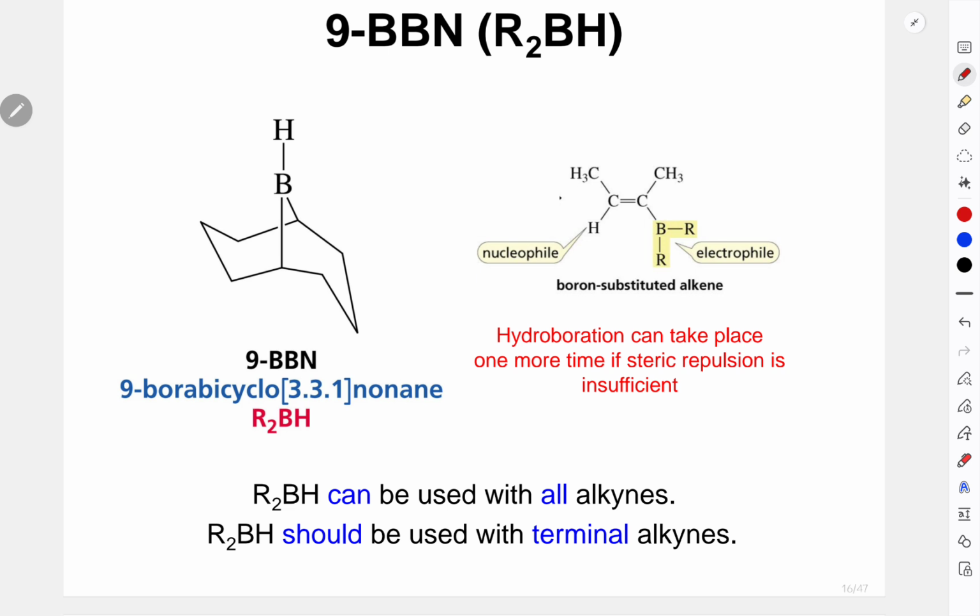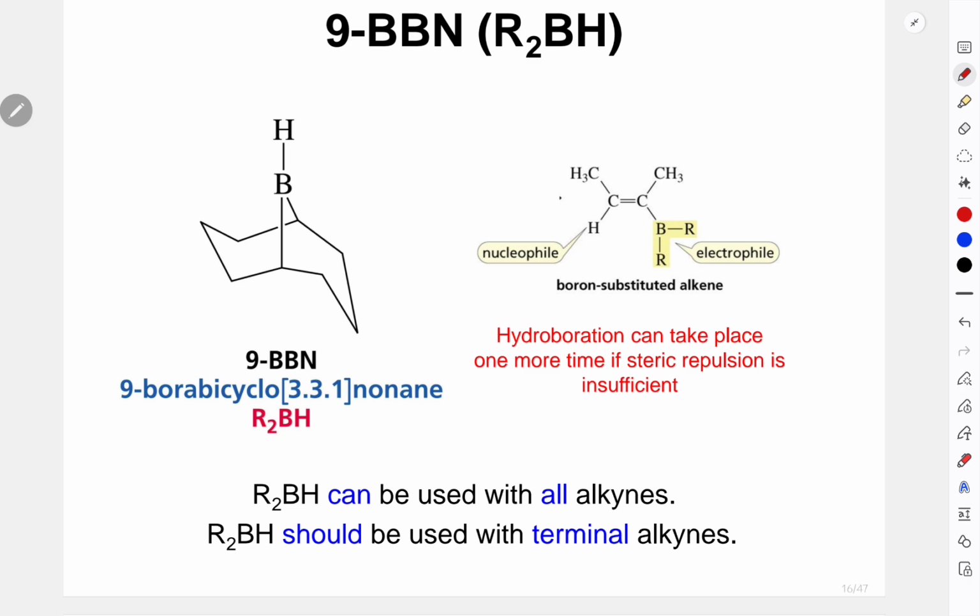So hydroboration can take place one more time if steric hindrance is insufficient. But if you have the bulky R groups here and there, then steric hindrance will probably be enough, so a single addition will take place. So R2BH can be used with alkynes generally speaking, but especially with terminal alkynes, because terminal alkynes have less steric hindrance. If you are not using the bulky R2BH reagent, then a double addition will probably take place and you'll get a mixture, which is not what you want.